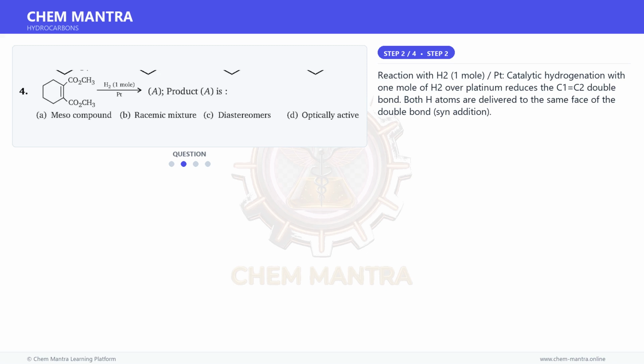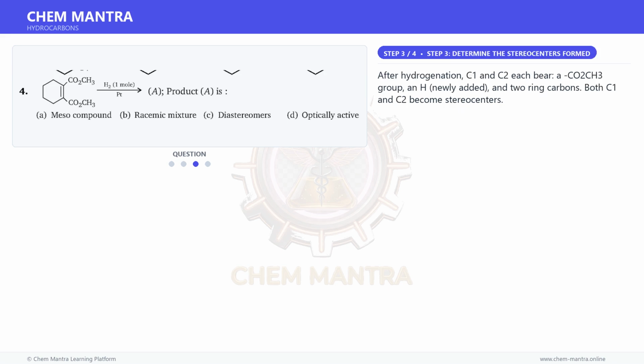Moving on to the next step. Reaction with H2, 1 mole, Pt. Catalytic hydrogenation with 1 mole of H2 over platinum reduces the C1=C2 double bond. Both H atoms are delivered to the same face of the double bond, syn addition.